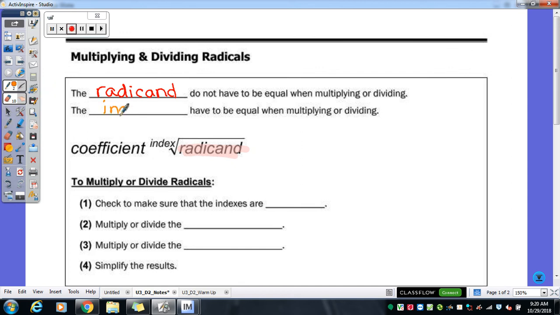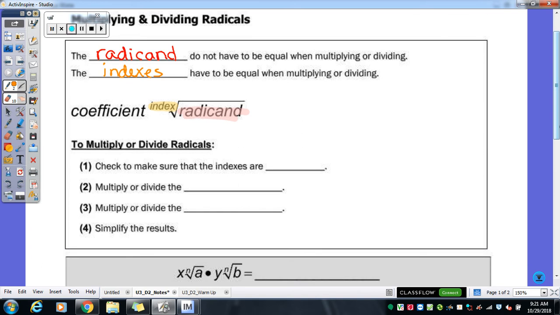However, the indexes do have to be equal when multiplying or dividing. And again, your index is your number out in front of your radical sign. It tells you whether you're taking the square root, cube root, fourth root, fifth root. It just tells you which root it is that you're looking for. So the index has to be the same. Radicand does not have to be the same.